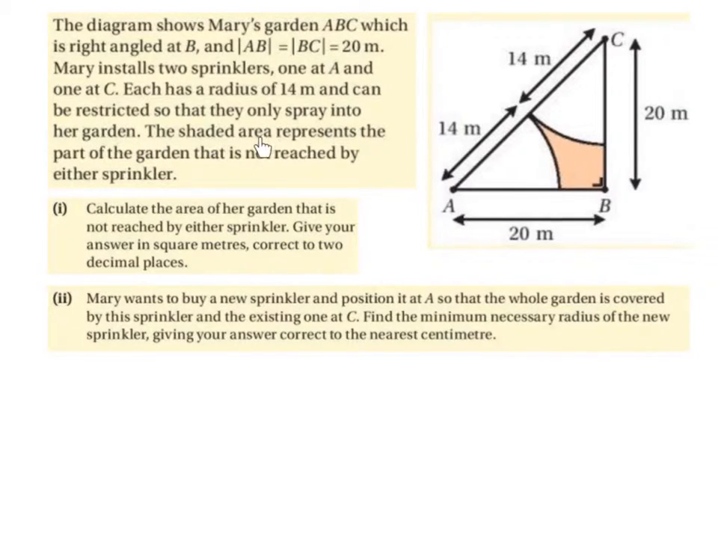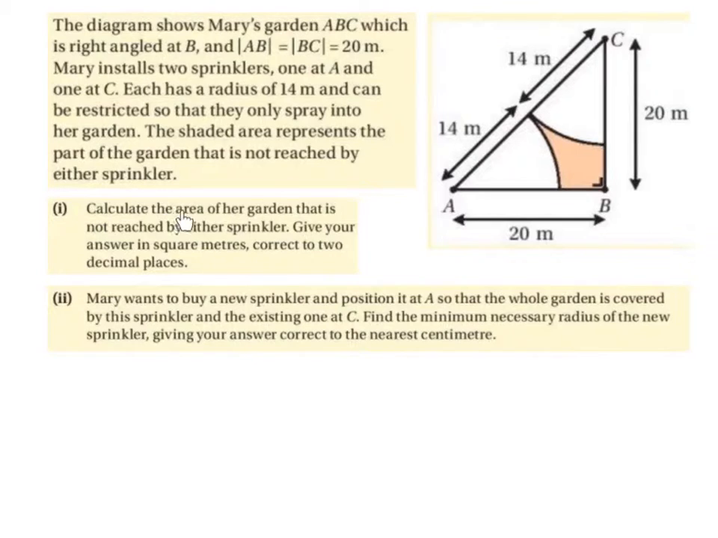The shaded area represents the part of the garden that is not reached by either sprinkler. So the orange part is not reached by either sprinkler. This section here, this white arc, and this other white arc gets sprayed by the sprinkler.